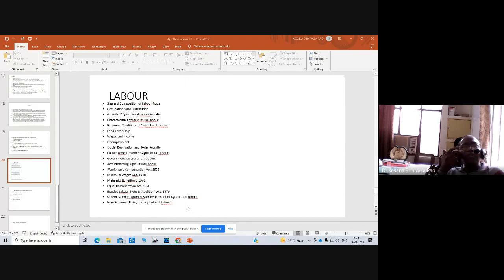In some places, out of the 100 days they were supposed to provide employment, they are hardly providing even 20 to 30 days, and they are filling in the records and submitting them. The government is also following that, saying okay, it is going on, it is being implemented. Especially agricultural labor are in a position to get benefit out of all these schemes being implemented by the government.